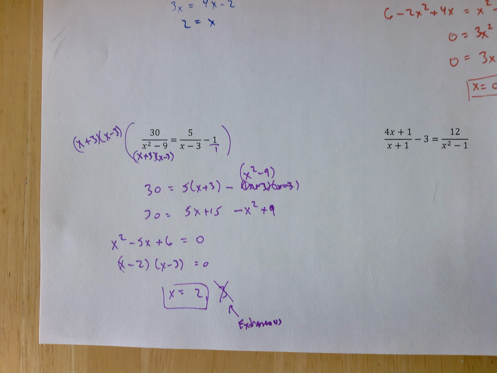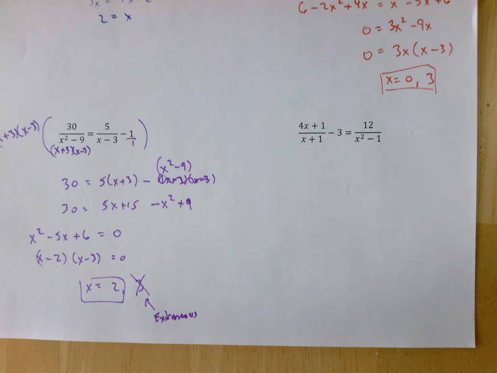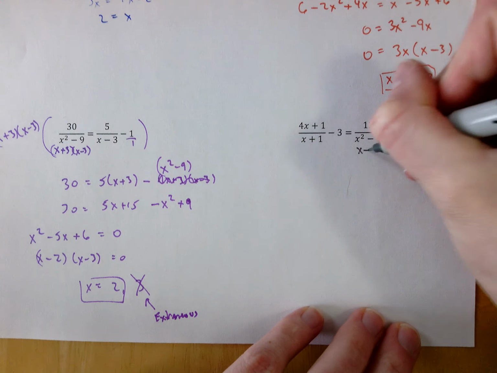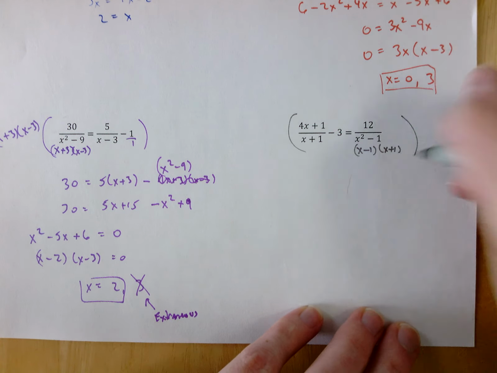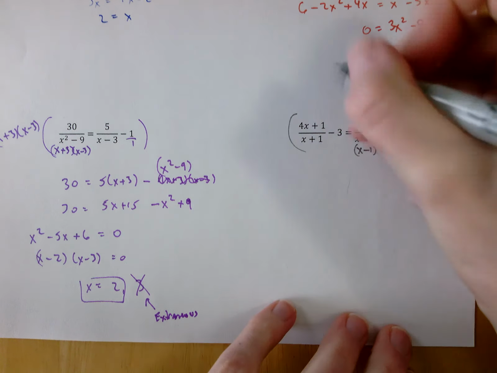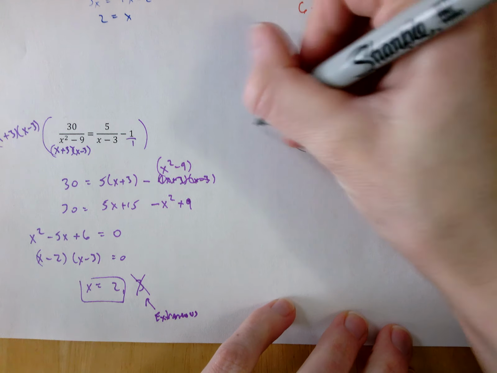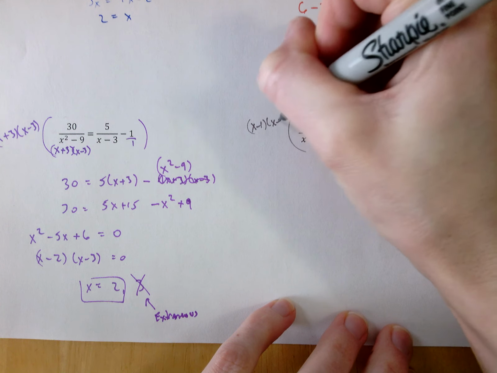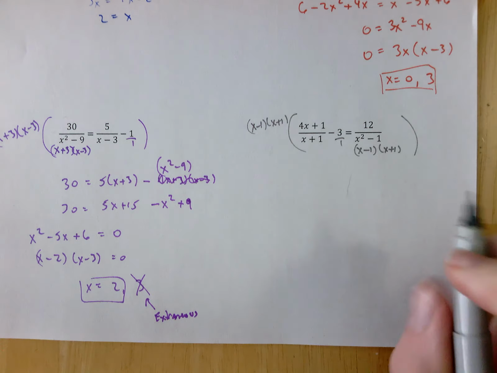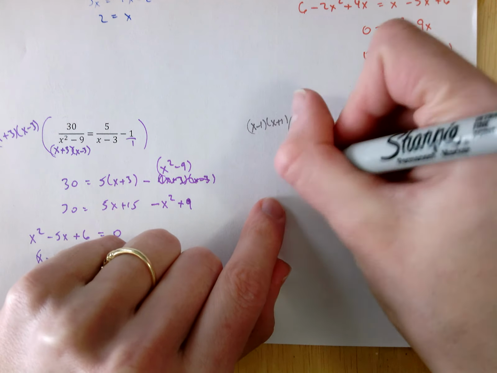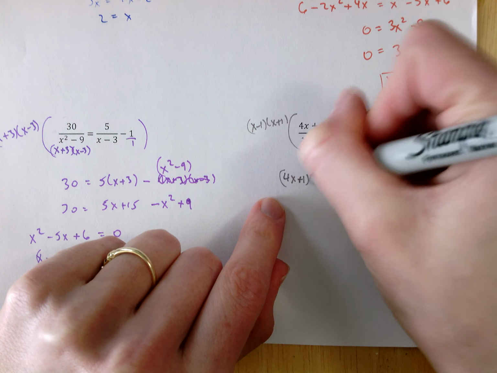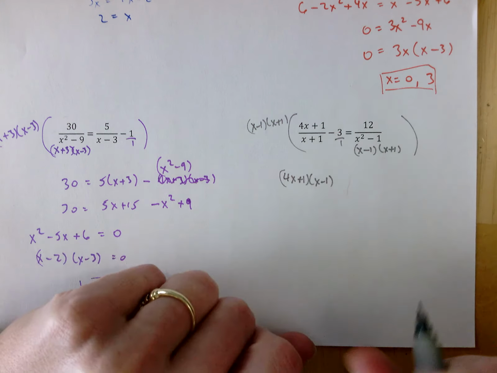All right, lovely. One more to go. So this guy over here. So I'm going to start by just factoring this. That's x minus 1 times x plus 1. So my least common denominator for the whole thing would have to be x minus 1 times x plus 1. Worked out pretty nicely. So this one, the x plus 1's would cancel, and that leaves me with 4x plus 1 times x minus 1.